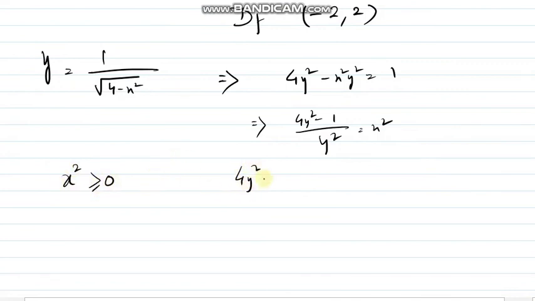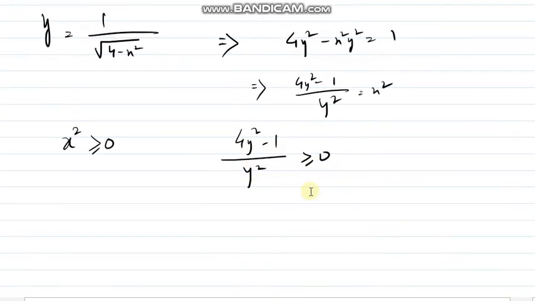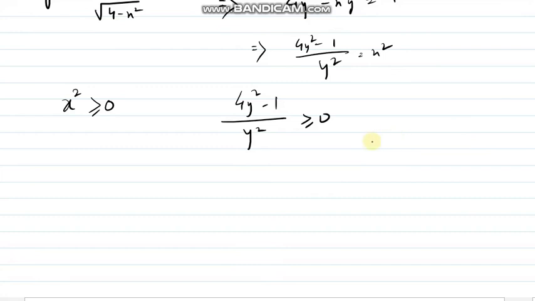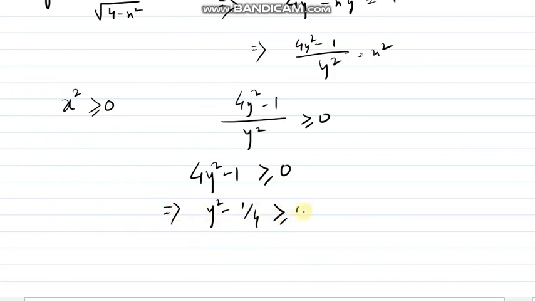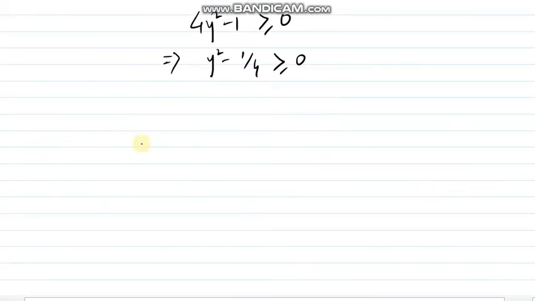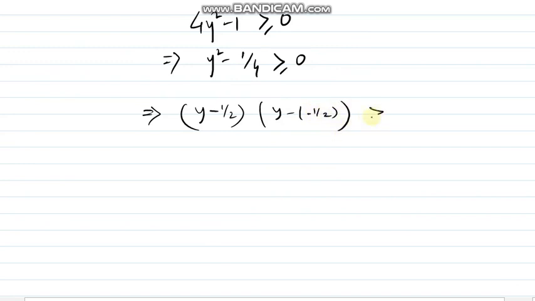So can we write (4y square minus 1) divided by y square is greater than or equal to 0. What is the denominator? Y square, which will always be greater than or equal to 0. So only my numerator has to be positive for this. So y square minus 1 by 4 is greater than or equal to 0. From there we can write that (y minus half)(y plus half) is greater than or equal to 0. So that means y is greater than or equal to half or y is less than or equal to minus half.